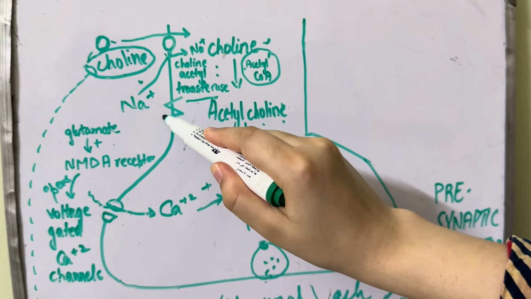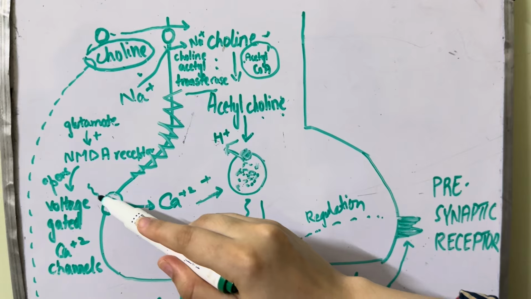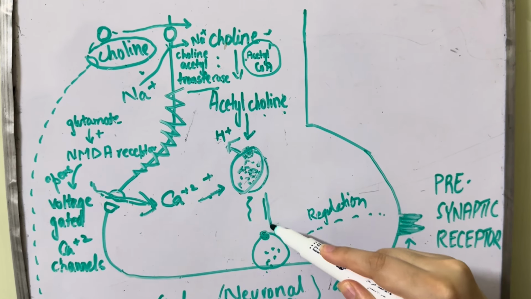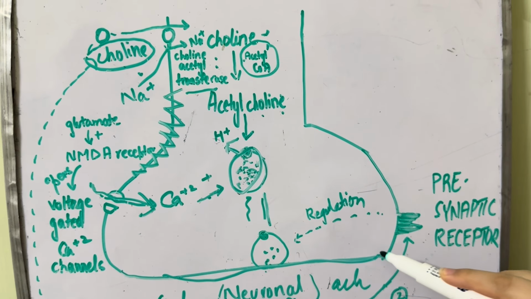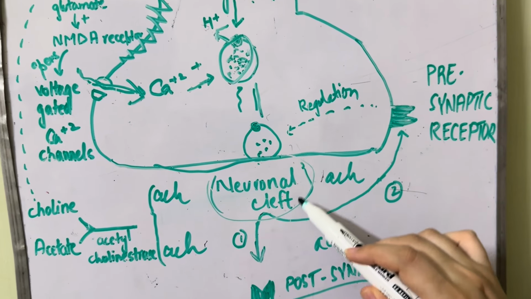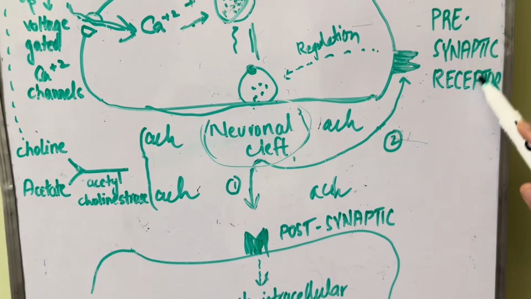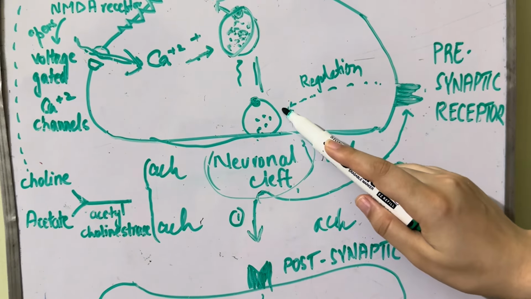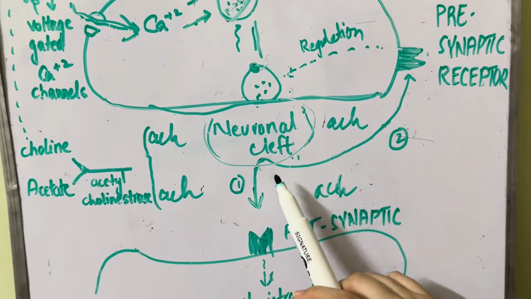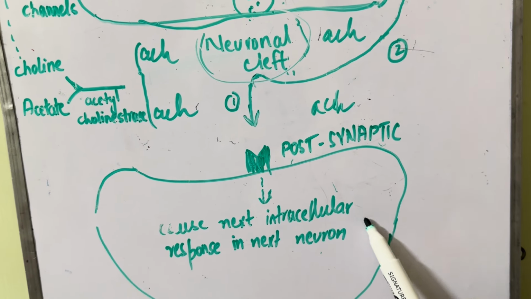Now when the excitatory potential comes, it activates the voltage gated calcium channels, and calcium moves intracellularly, and this calcium causes the vesicle to fuse with the presynaptic membrane. Now the acetylcholine released into the neuronal cleft either attaches to the postsynaptic receptor or goes to the presynaptic receptor, where it helps in the regulation of more acetylcholine release into the neuronal cleft. And the acetylcholine that attaches to the postsynaptic receptor causes the next intracellular response in the next neuron.